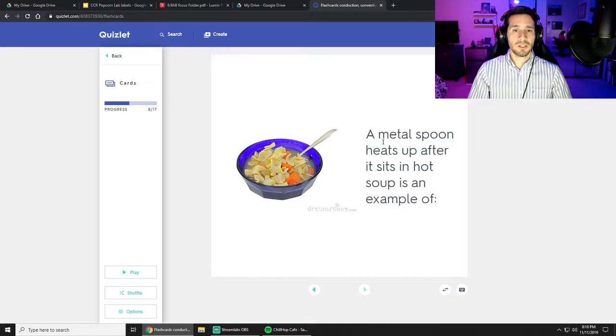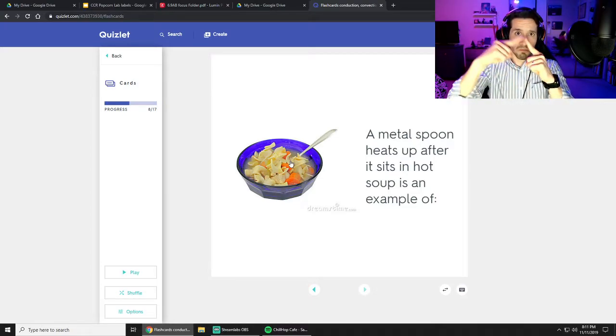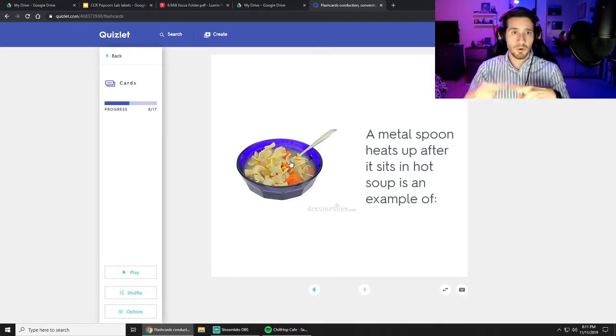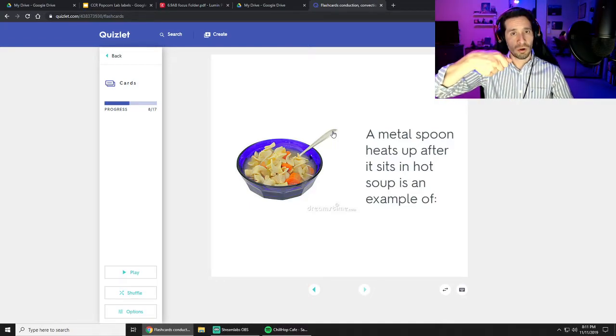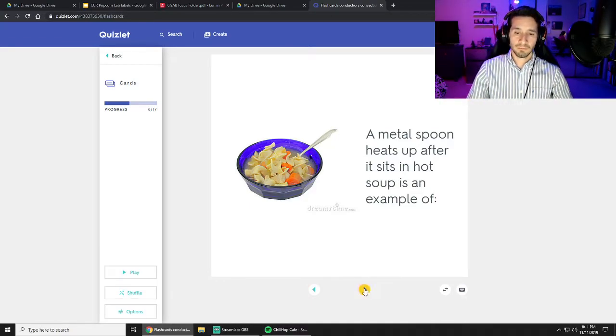Next one, a metal spoon. We already did this one. It's your matcha soup, and the metal spoon heats up after it sits in a hot soup. That's an example of conduction. Remember that if you have your heat source right here, it will be transferred through conduction. All those molecules in the metal spoon are touching each other, and then it will be transferred through conduction to the tip of the metal spoon. Whenever you grab it or get a hold of it, you will feel it.